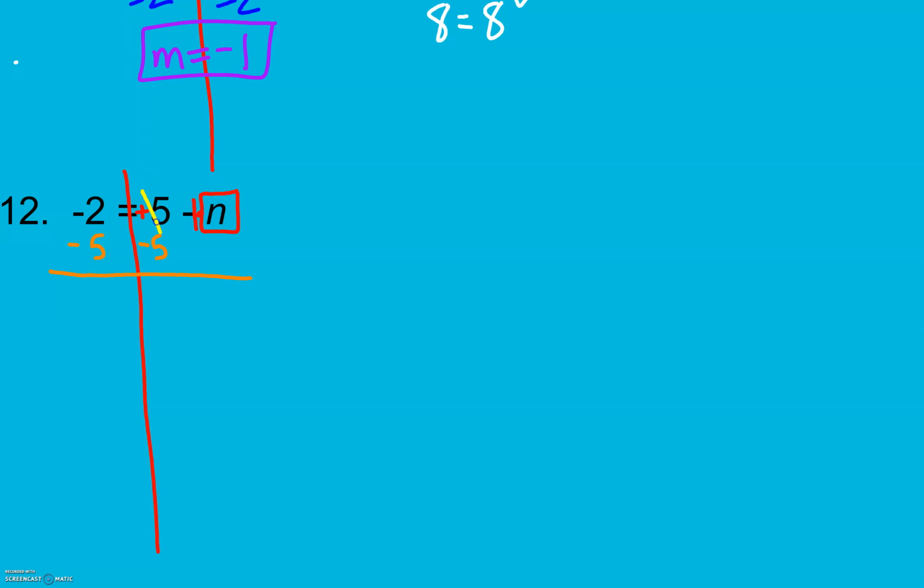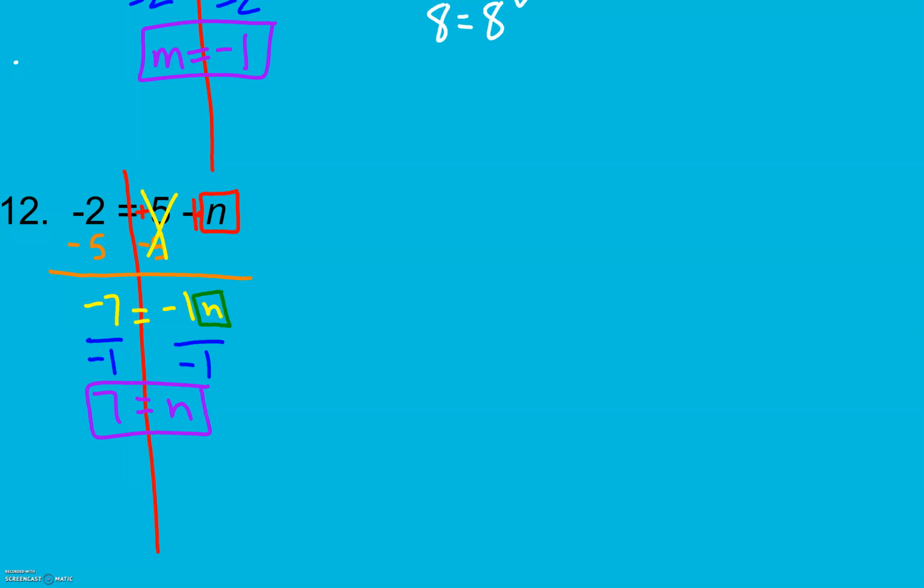Again, 0 is what we're looking for because 0 plus or minus anything gives me that thing. So negative 7 equals negative 1 times n. To get n by itself, I'm going to divide by that negative 1. Because negative 1 divided by negative 1 is positive 1, and 1 times n gives me n. Negative 7 divided by negative 1 is a positive 7.